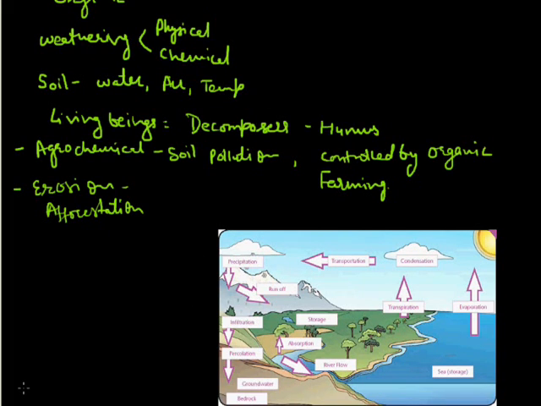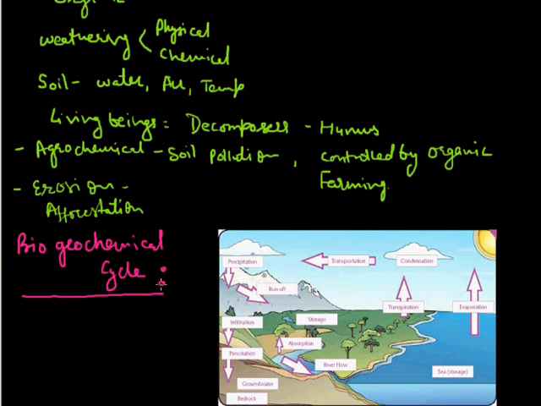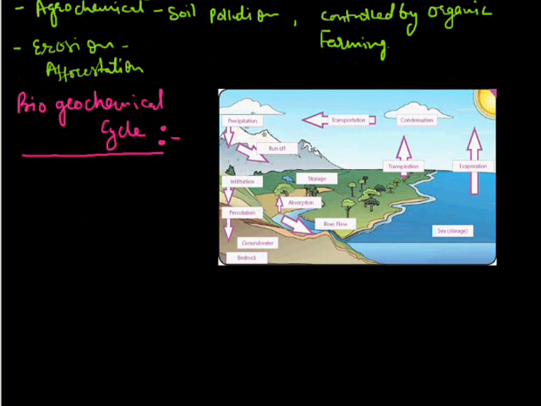What is a biogeochemical cycle? Bio means living being, geo means earth, and chemicals or nutrients are recycled in nature. This process is known as the biogeochemical cycle. It is the process through which biomolecules, chemicals and substances are recycled in nature.